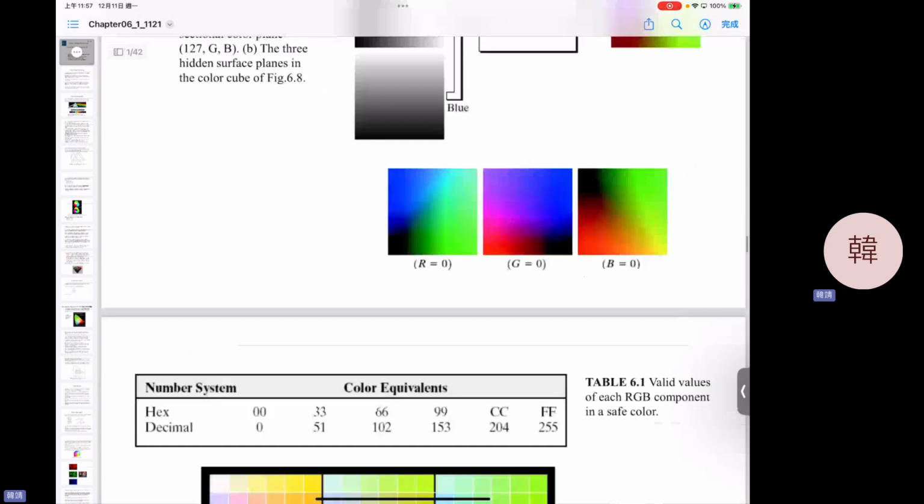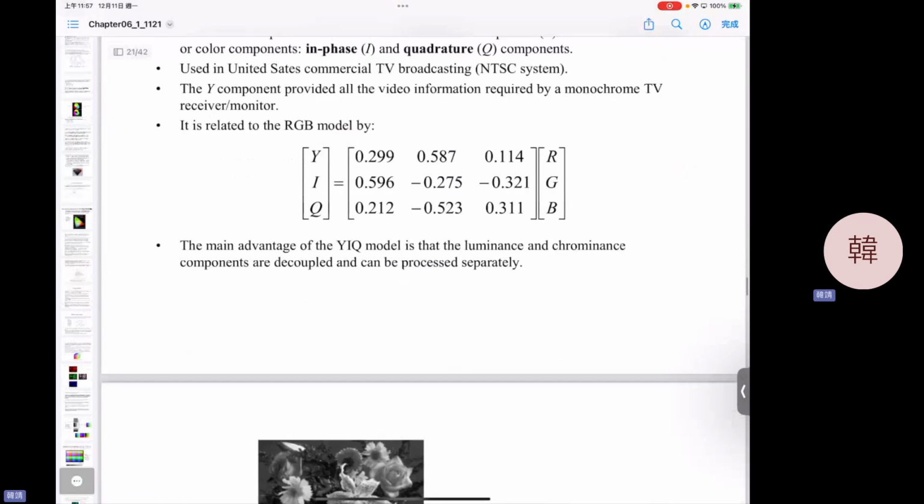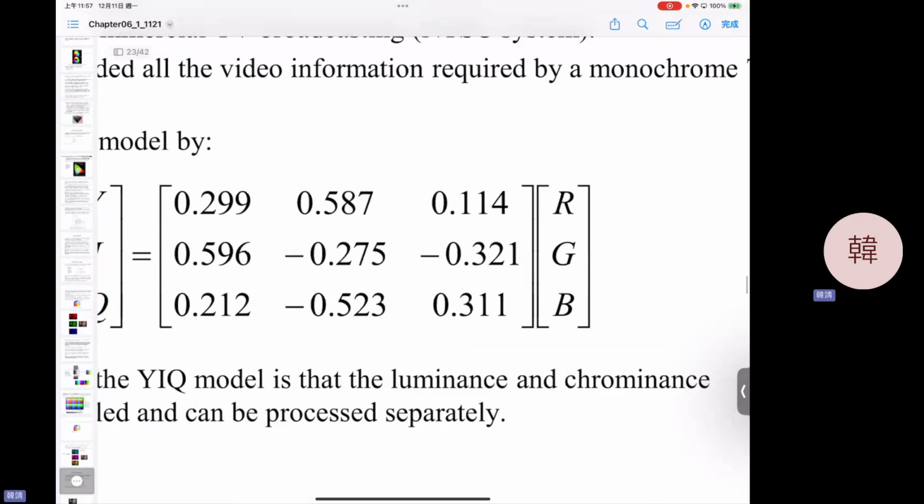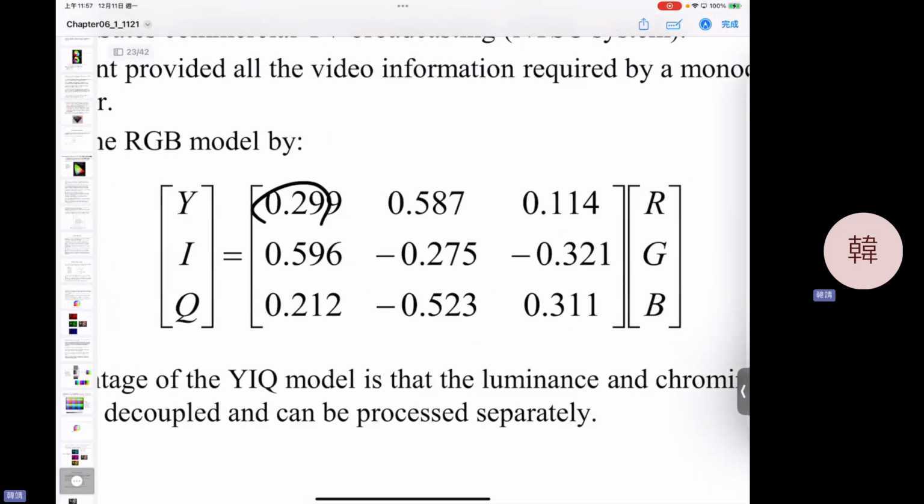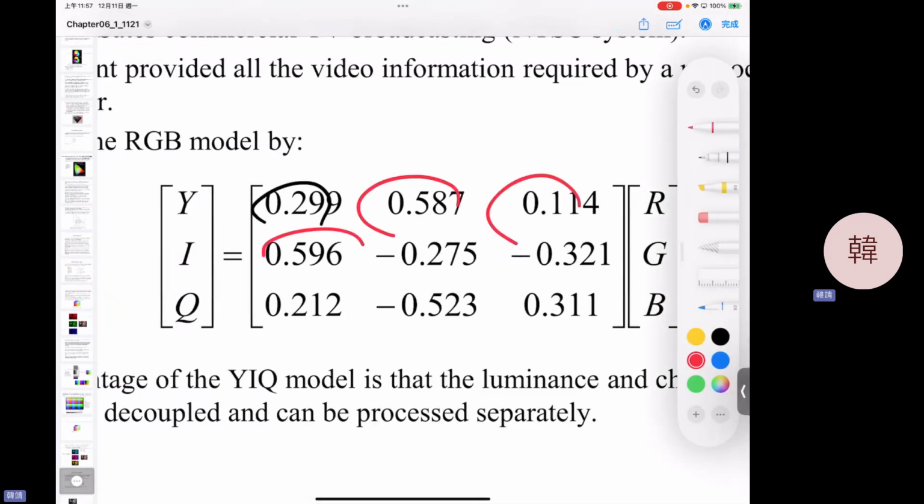Maybe it becomes more interesting to look at these different colors. This YIQ transformation is different from RGB. They have different paths to transform to make it good for communication.